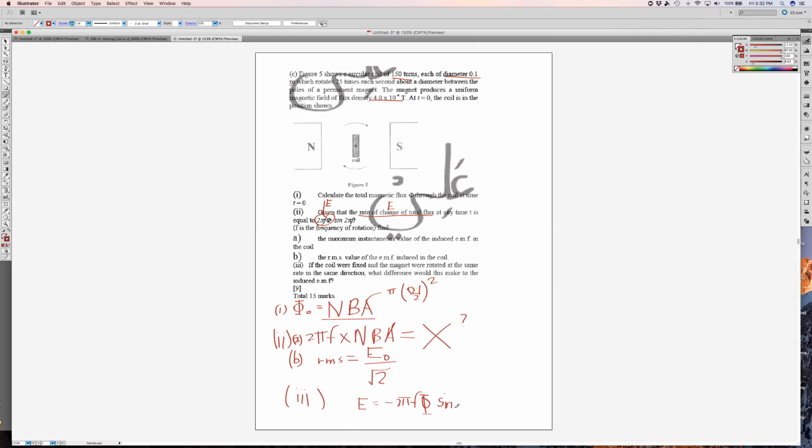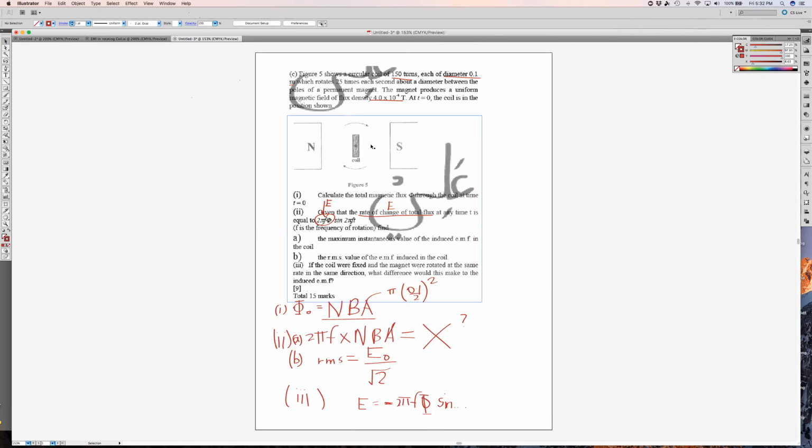Getting difficult to write now. I'll just write 2 pi f sine dot dot dot. Negative. The important part here is a negative sign. Why negative? Well, let's analyze why. It's a little bit of a tricky idea.